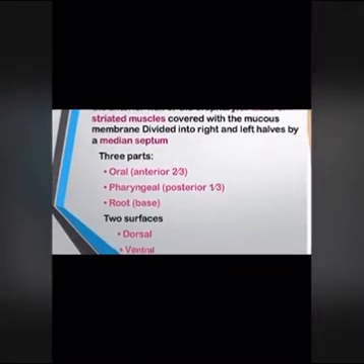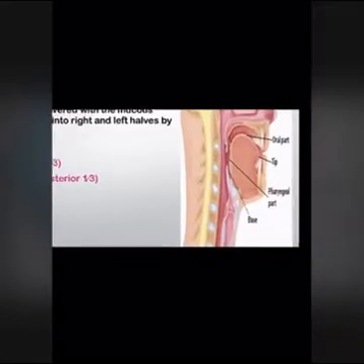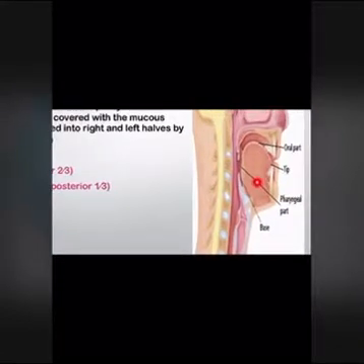The tongue has three parts: the oral part, the anterior two-thirds, and the pharyngeal part, the posterior one-third, the root, the base, and two surfaces, the dorsal surface and the ventral surface. You can see on this picture the oral part of the tongue, the pharyngeal part, and the base.